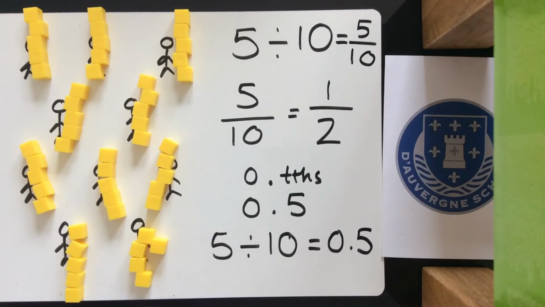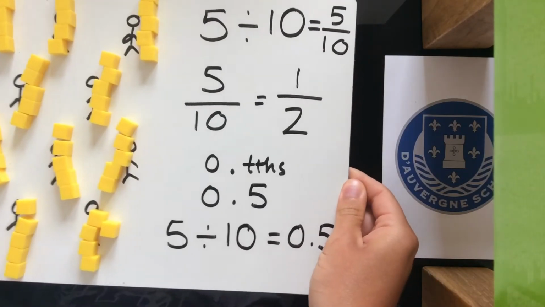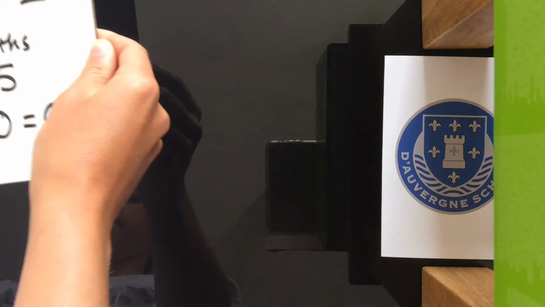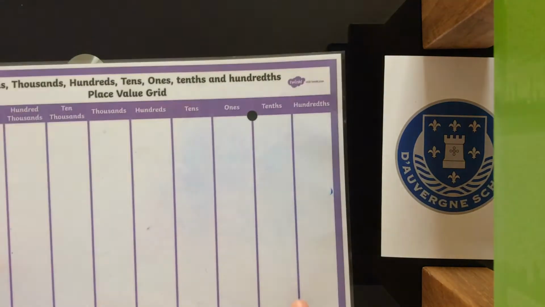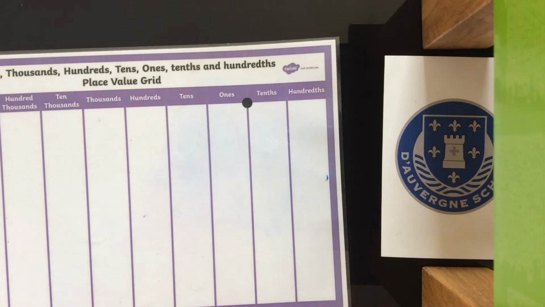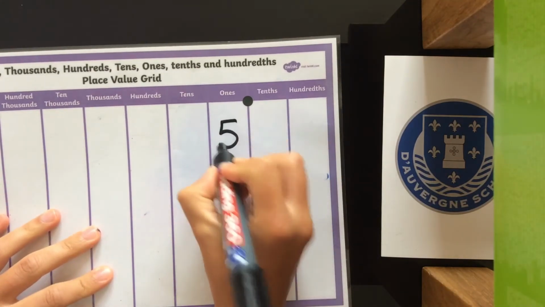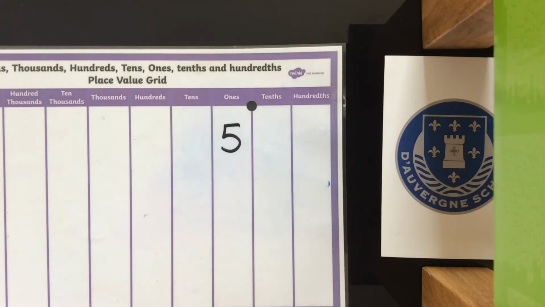Okay, see what we did there? So let me show you what that looks like on a place value grid. If you've got one of these at home, it'd be great if you can get it out. So we had the number 5, didn't we? And we were dividing it by 10. So when we divide, we know we're getting smaller. Okay? When we multiply, we get bigger. And when we divide, we get smaller.